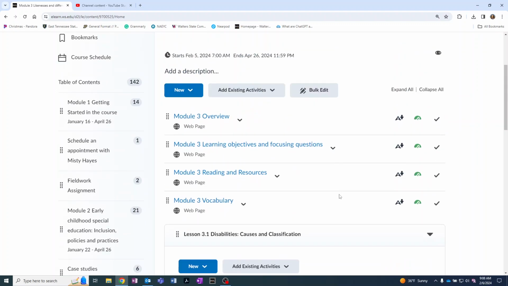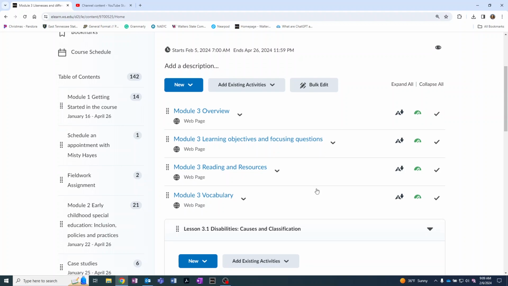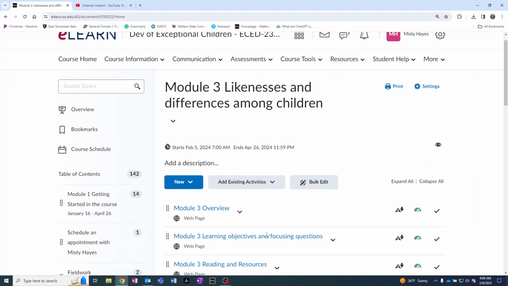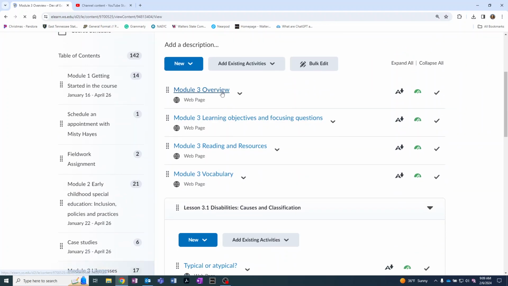Now remember, each module is 2 weeks long. So you actually have 2 weeks to complete the two lessons. And within that module, you will have assignments. Like for Module 3, you're going to complete your very first case study assignment. So, I didn't give you a Module 3 assignment. We're going to start our case study project work. And of course, you're going to have your quiz, which we'll get to in just a minute. But I wanted to walk through real quick and highlight some important things for you for this week.